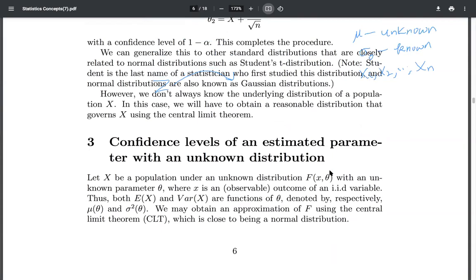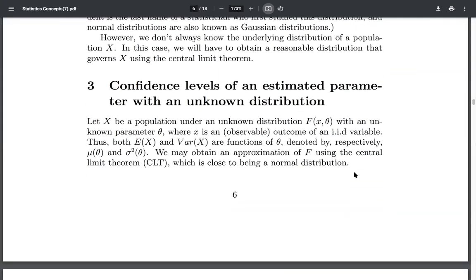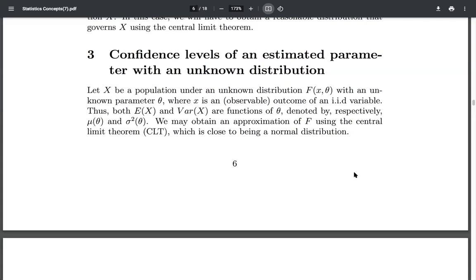Okay. So, in our case, what we are more interested in, particularly in text mining or in other data science areas, most of the time you don't know what the underlying distribution is. It could be other distributions, I don't know. So this is a more interesting topic. Now let's look at the confidence level of an estimated parameter with an unknown distribution. So the distribution is unknown.